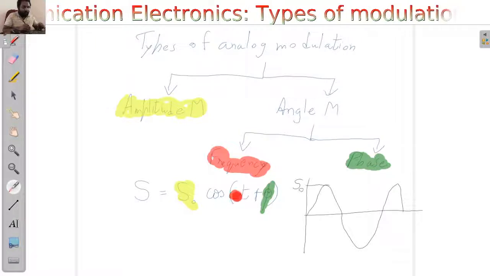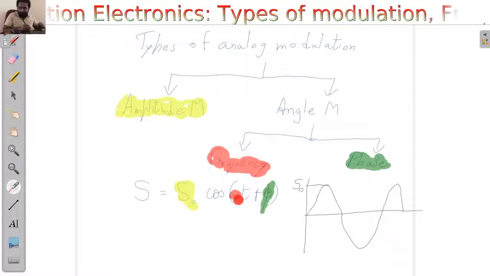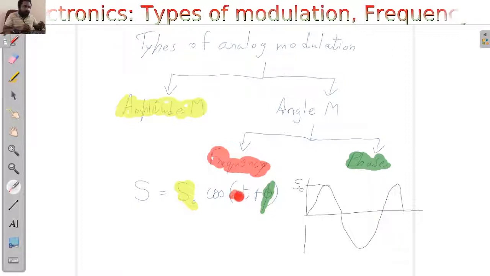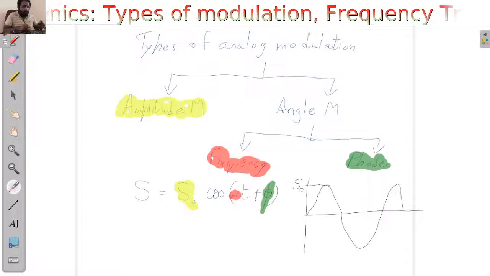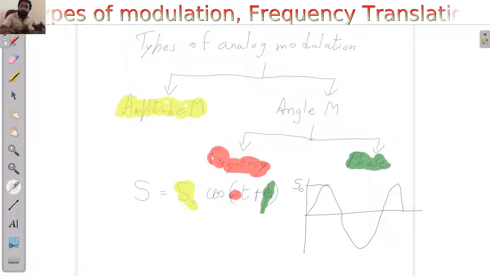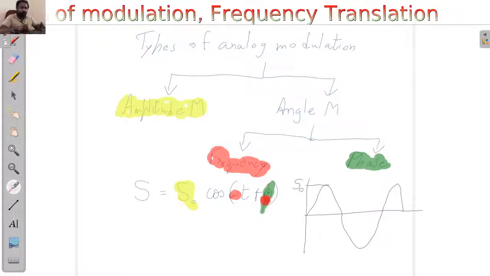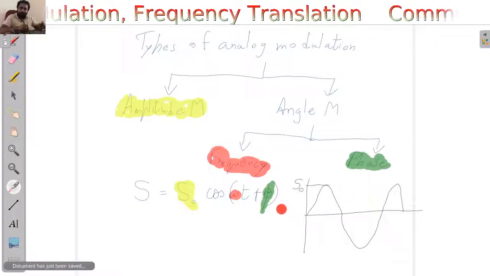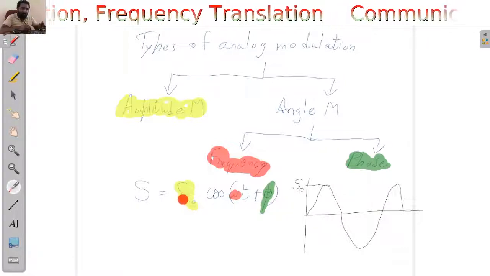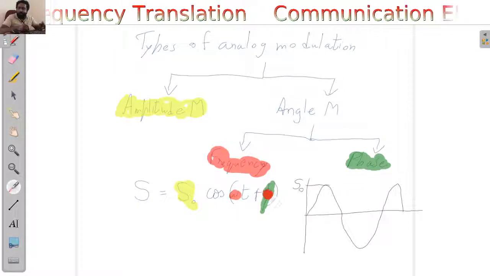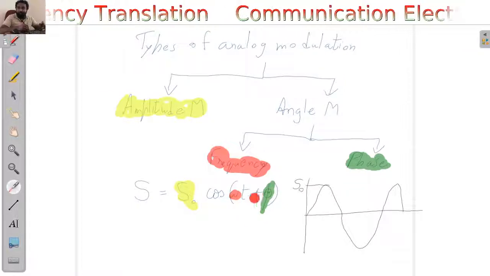In the frequency modulation, you are coding your information into the angular frequency of your cosine wave, or in the case of phase modulation, you will be coding your information into the phase information of your wave. So in short, there are three modulations for analog modulation. The one is amplitude modulation, the second one is frequency modulation, and the third one is phase modulation, as indicated here.